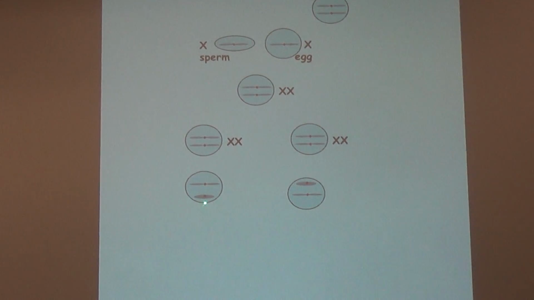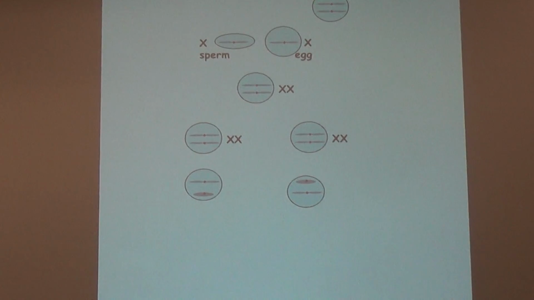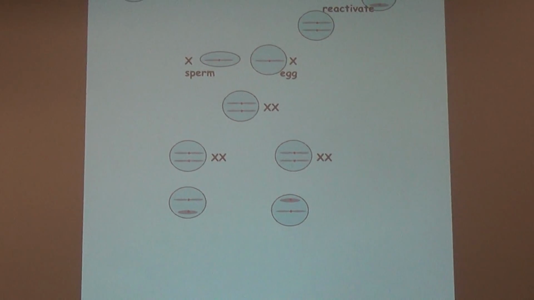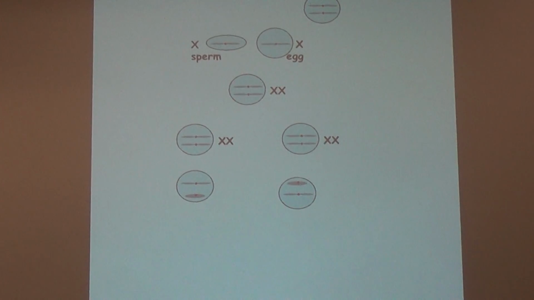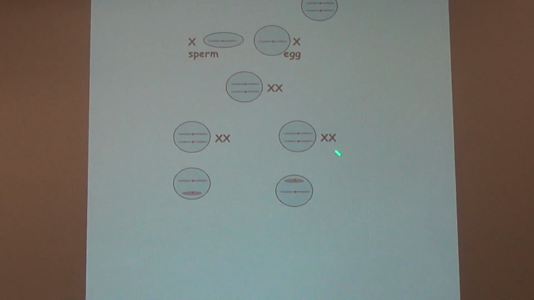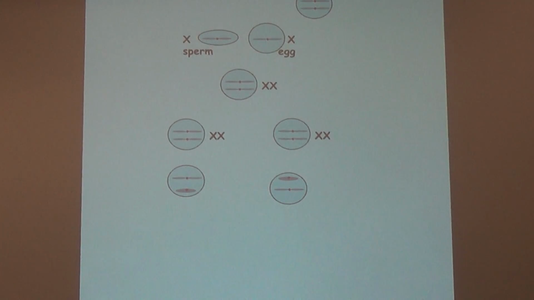cells, the father's X chromosome becomes inactive. In the other 250 cells, the mother's X chromosome becomes inactive. Okay. So one of the two X chromosomes becomes inactive.